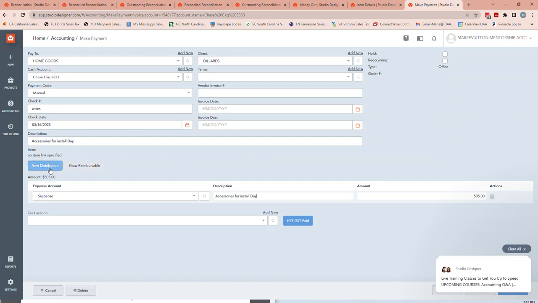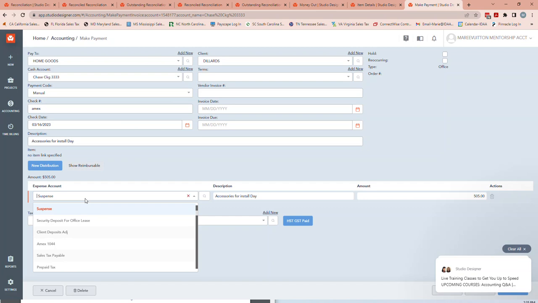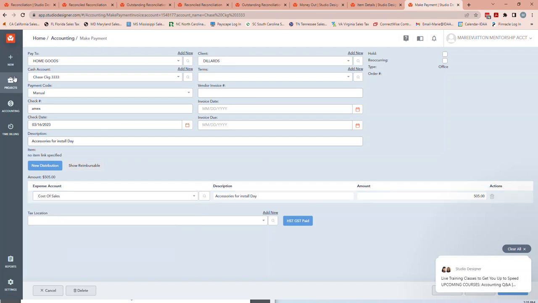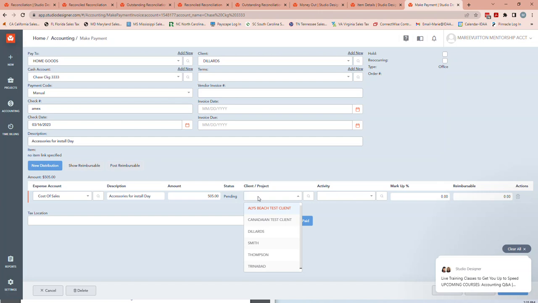Now, if I knew that the entire amount was going to go to the client's house, like we're not taking anything back, and all the accessories that we bought on install day from Home Goods are a go, you can do other things. Like, I could do the generic cost of sales. Usually that would tell me that I need to create an item. Me personally, had I been doing this, I might create an item if I knew the entire thing was a go. But when in doubt, I might do it like this. Okay, so there's 505, and I might do Dillard again.